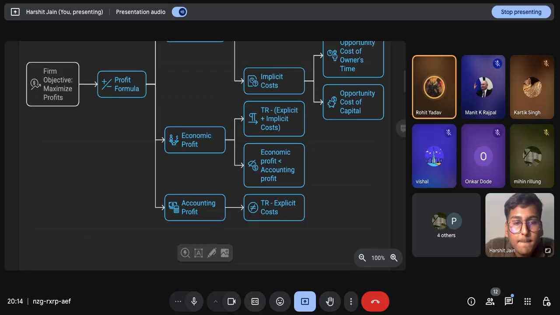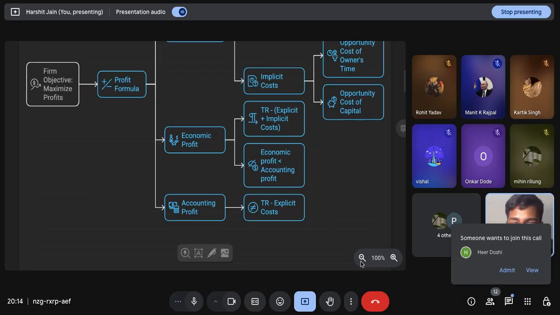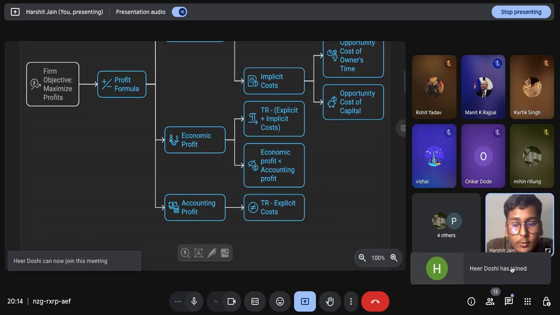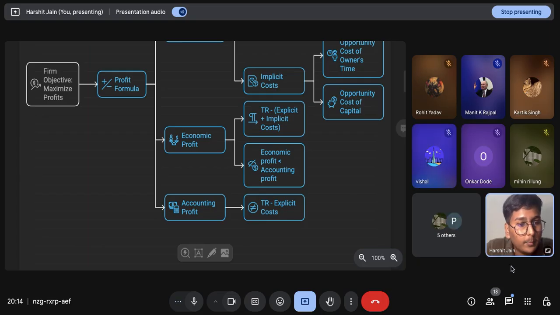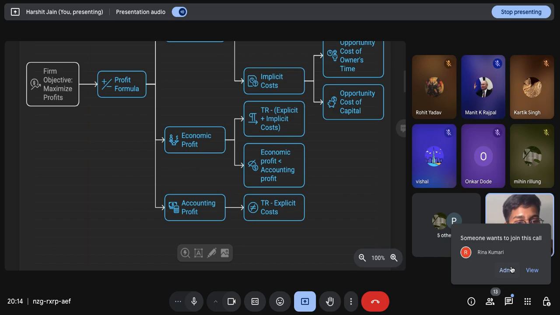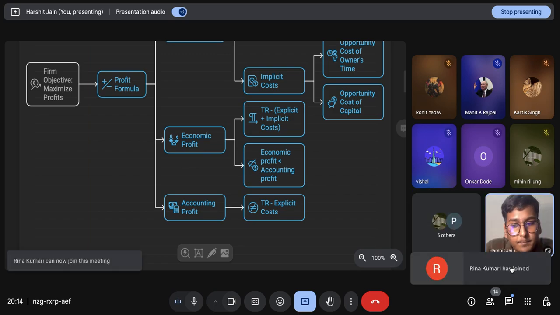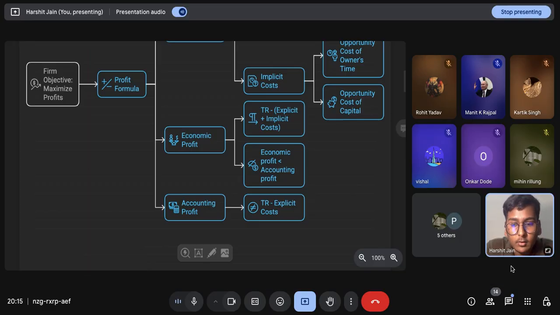Can you please repeat the last example? Okay. If the owner could earn 10,000 rupees per day by doing something else, that is the implicit cost. Or if he invests the 5 lakh rupees that he invested to run the business in an FD, and he will get 40,000 rupees interest, that is the implicit cost.